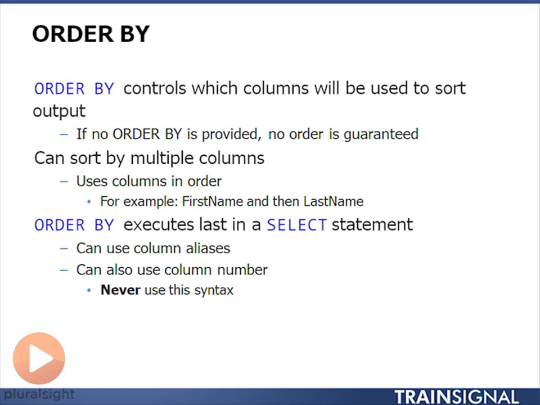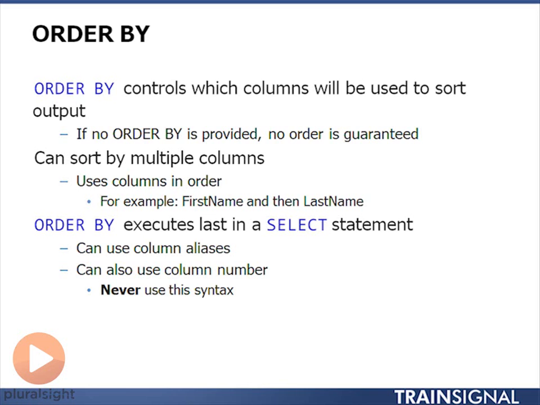Now you can choose to sort by multiple columns, and what will happen is SQL will just simply use them in order. So if you say, for example, first name and then last name, just separated by a comma, then it will sort everybody by first name and then break ties based on last name. So if I said first name, last name, all my Christophers would be grouped together, and then those Christophers would then be sorted based on their last name.